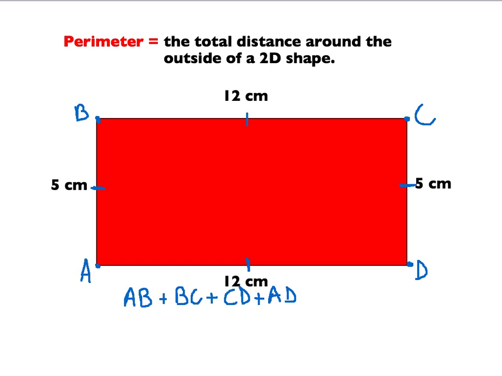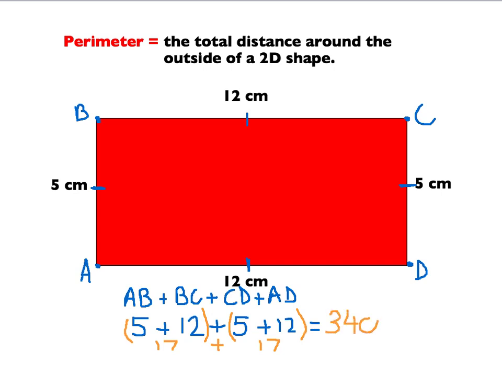To find the perimeter, we want to know the total of these measurements. So we want to know what 5 plus 12 plus 5 plus 12 equals. To answer this, I'm going to split it into two groups, 5 add 12, and 5 add 12. Now I know that 5 add 12 makes 17, and the same over here, 5 add 12 makes 17. I add these together to give me my answer of 34 centimetres.